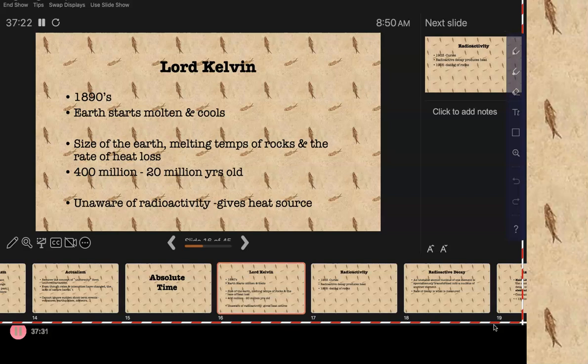So he figured out the size of the Earth, Googled it, like you guys do. He had the melting temperatures of a handful of rocks that he knew about, the cooling rates, and he came up with a hugely varying number from 20 million to 400 million years old. All right. But again, it's not necessarily about that, but that he put some really neat ideas together.